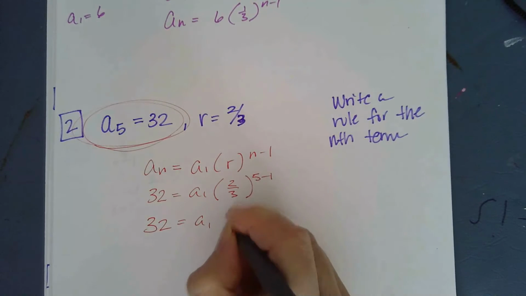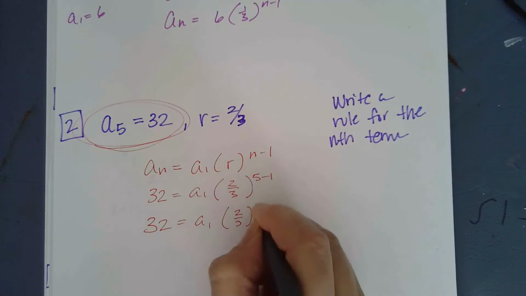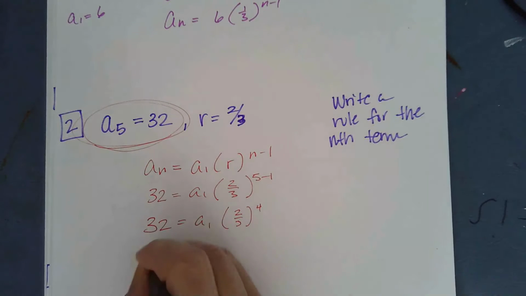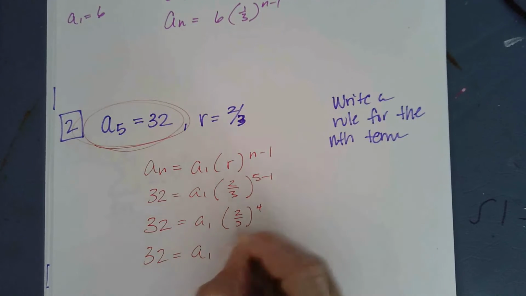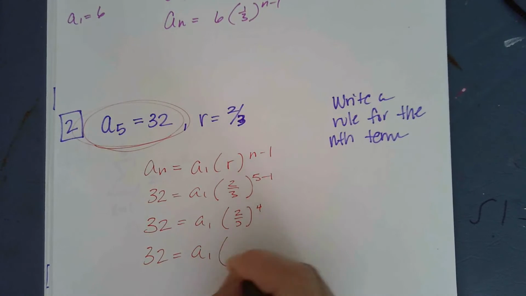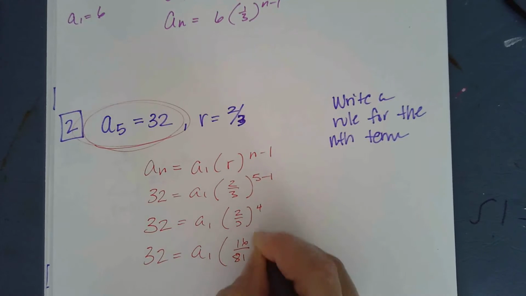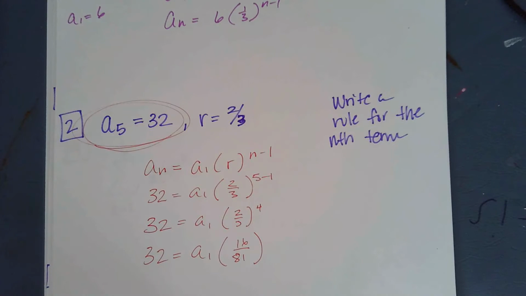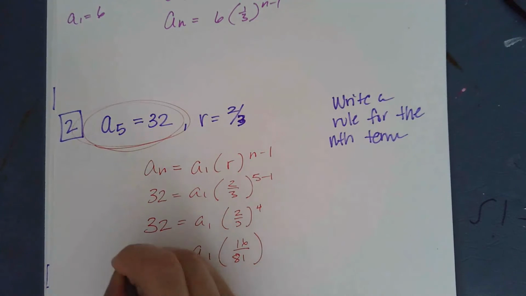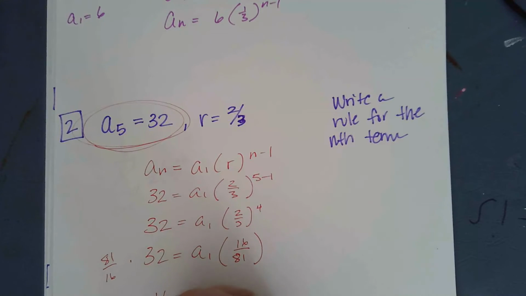So here you're going to have to do a little math. Follow your exponent properties. This is 2/3 to the fourth. So 2/3 to the fourth, 2 to the fourth power is 16. 3 to the fourth power is 81. And then in order to solve for a sub 1, you're going to divide both sides by 16 over 81, or in other words, multiply by 81 over 16. And so you do that, you get 162.